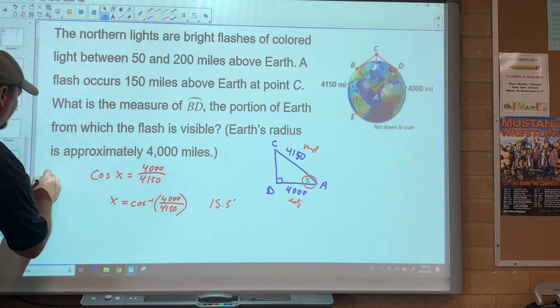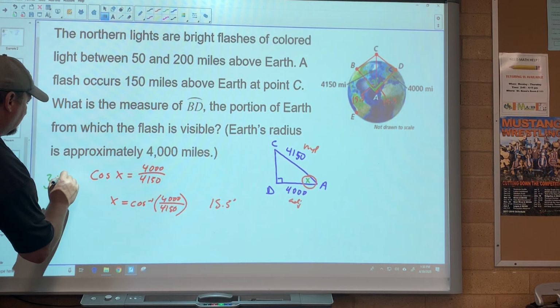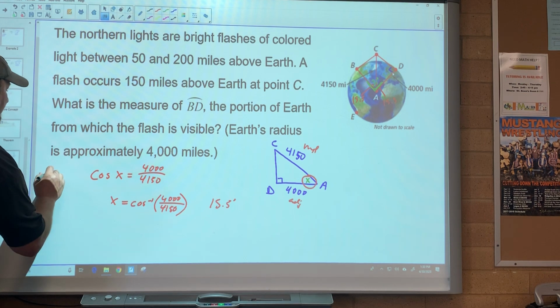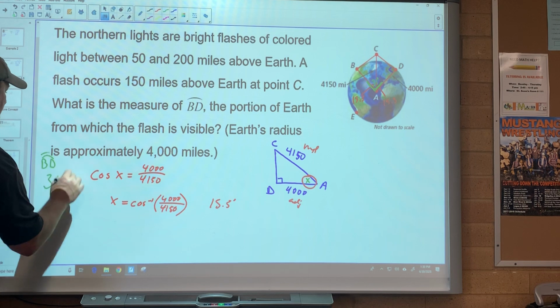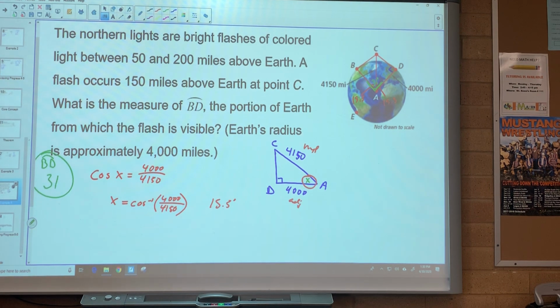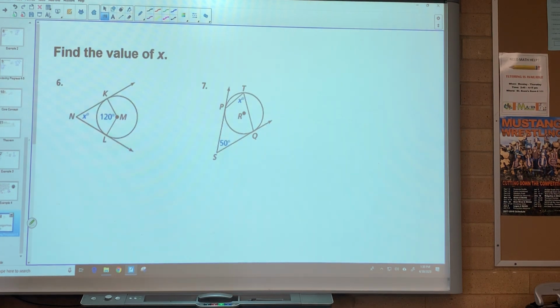So 31 is the arc of A to B, or sorry, B to D. Okay? Because that's a central angle, and a central angle is always going to be the exact same as the arc it creates. Okay? All right, this is kind of our last one. It's just a review over what we've done.